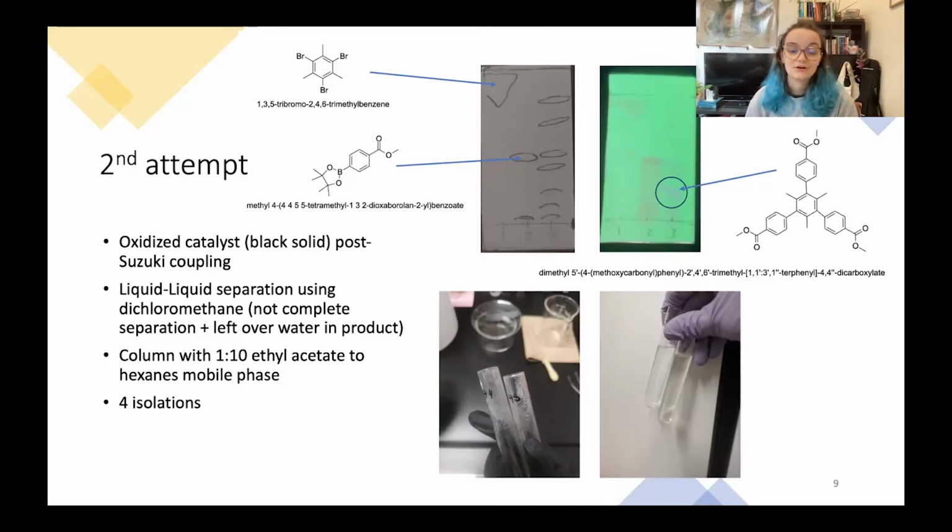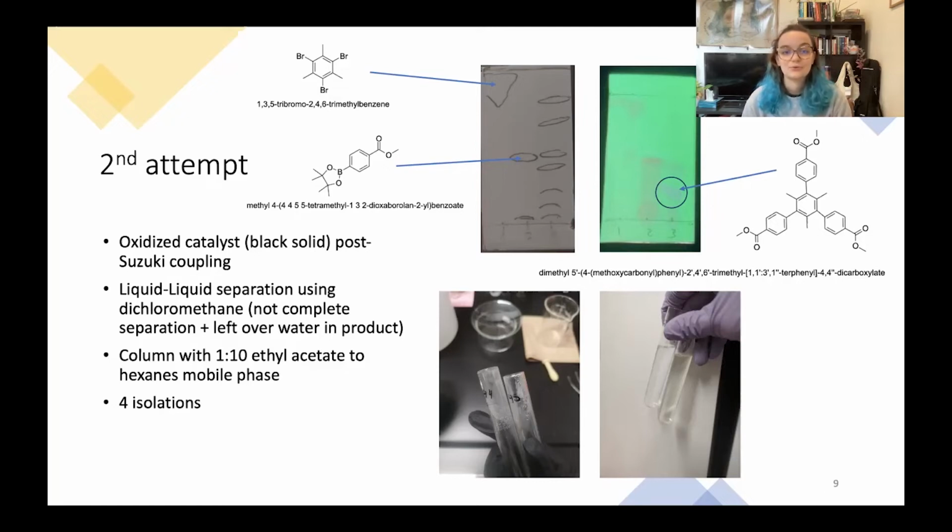Also, during our column use, we used an ethyl acetate to hexane mobile phase, which is not what was in the original published procedure, just because we didn't have the right chemicals on hand. So it wasn't the best, but we made do with what we had. And when we ran our chromatography column, we ended up with 4 different isolations.